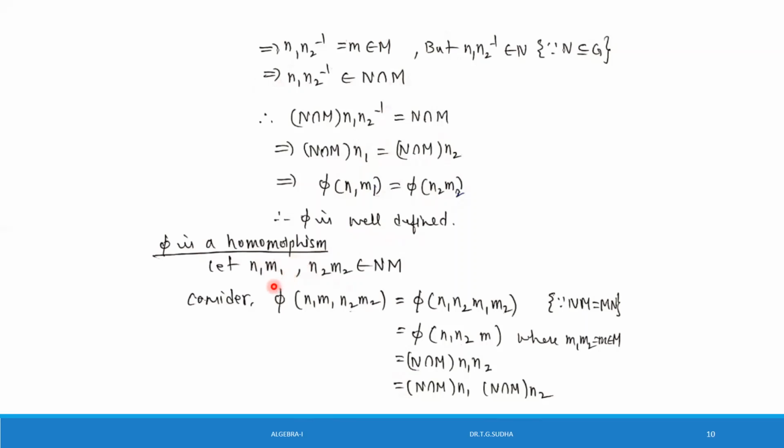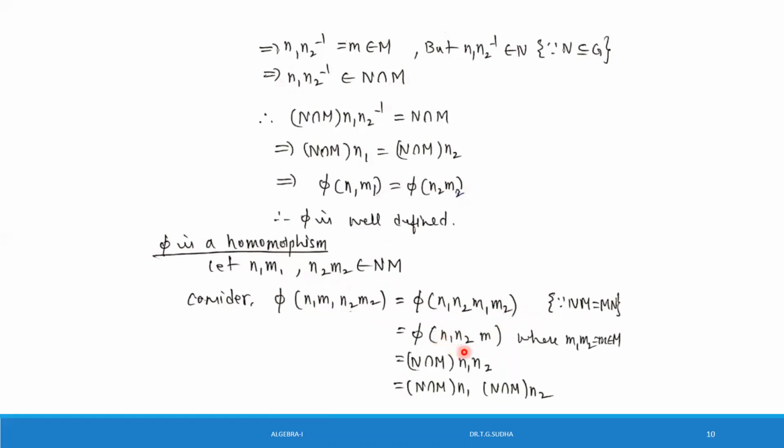For that, let us take two elements from NM, that is n1 m1 and n2 m2. So let us consider phi of n1 m1 into n2 m2. And this now can be written as n1 n2 m1 m2, because this element m1 n2 now can be written as n2 m1, because NM is equal to MN. And this in turn now can be written as phi of n1 n2 into m, where m is the product element m1 m2 and this belongs to M.